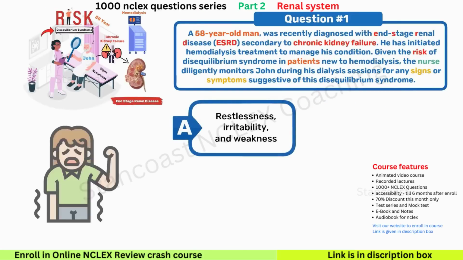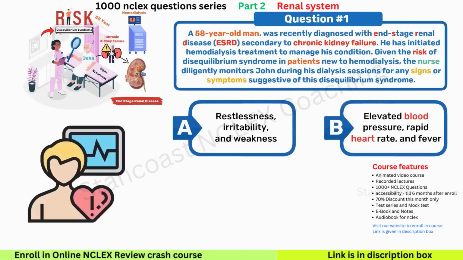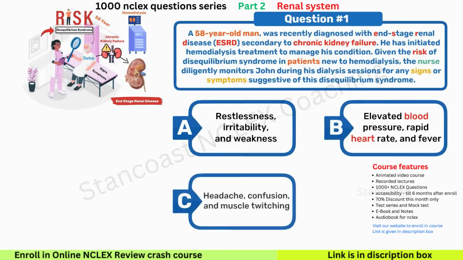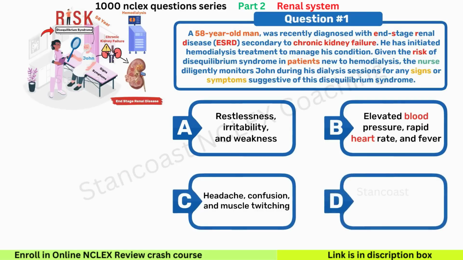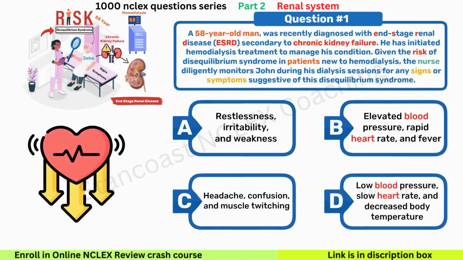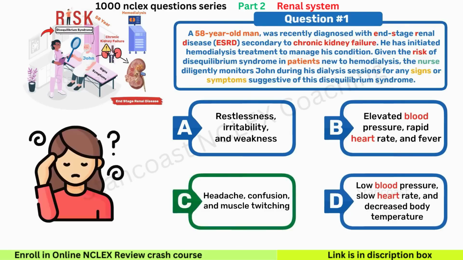A. Restlessness, irritability, and weakness. B. Elevated blood pressure, rapid heart rate, and fever. C. Headache, confusion and muscle twitching. D. Low blood pressure, slow heart rate, and decreased body temperature. The correct answer is C. Headache, confusion, and muscle twitching.